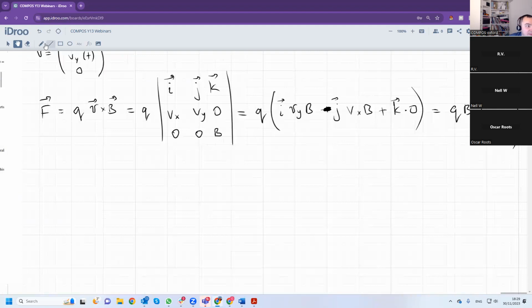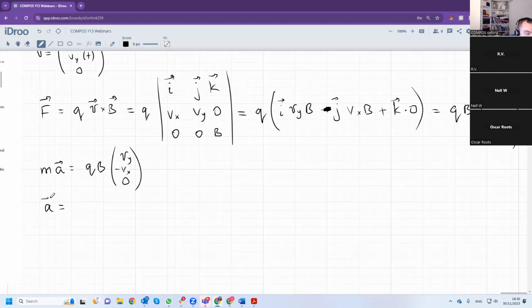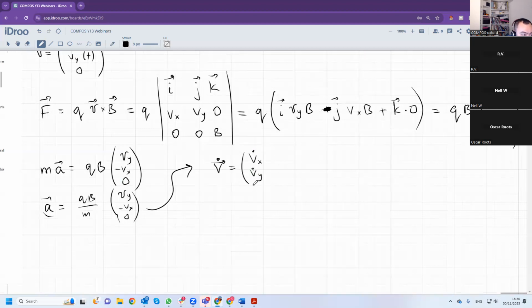So I have F equals that, and that means mass times acceleration is equal to qB (vy, vx, zero). And that means acceleration is qB over m (vy, minus vx, zero). So from here, I can say that v dot, because acceleration is the derivative of this, which is (vx dot, vy dot, zero), is equal to qB over m (vy, minus vx, zero).